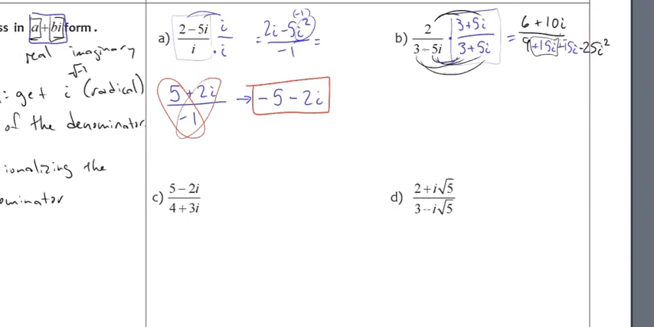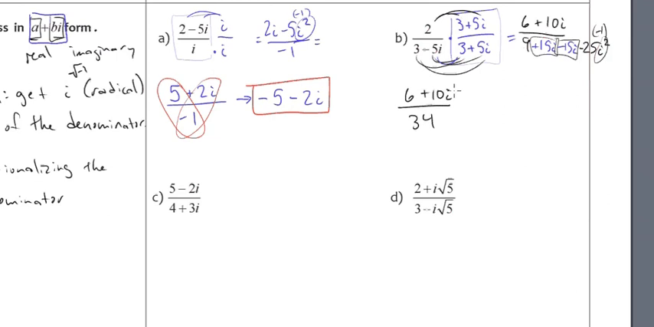All right, so these two terms do cancel each other out, and we're left with 6 plus 10i over, remember i squared, that's negative 1. Negative 1 times negative 25 is plus 25, so 9 plus 25 is 34.